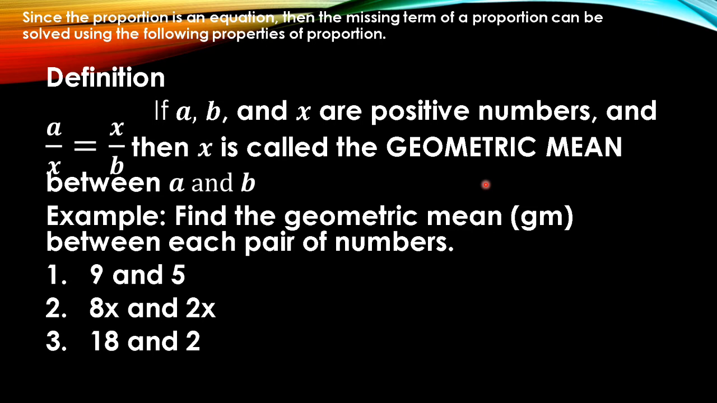Katulad nung nasa baba natin, example, find the geometric mean or GM between each pair of numbers. So, number 1, 9 and 5. Ano yung geometric mean nila? 8x and 2x, 18 and 2. So, ang hanapin natin dyan ay kung ano ba yung geometric mean ng dalawang given values or two terms.